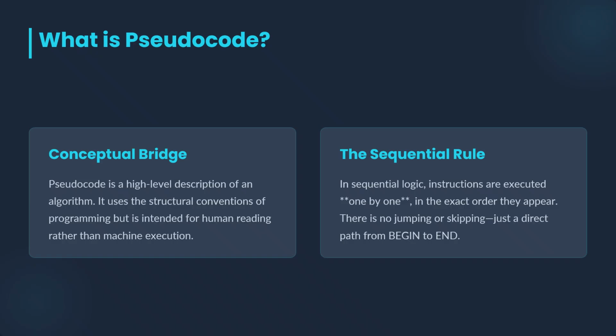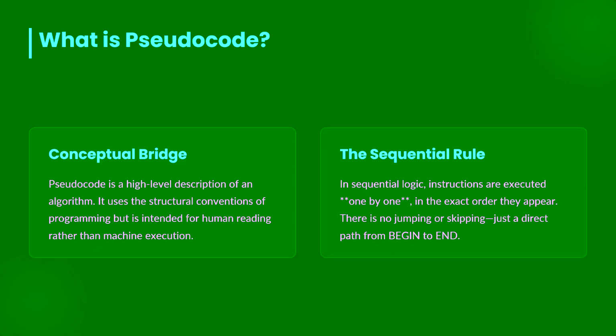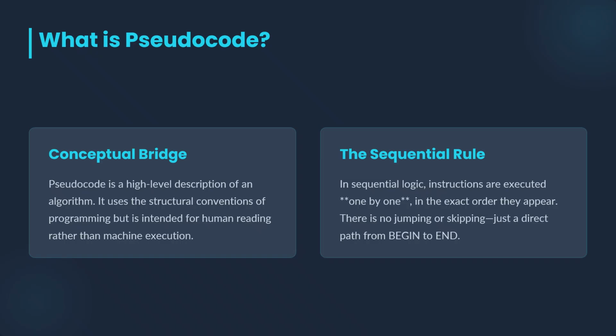A pseudocode is a high-level description of an algorithm. It uses the structural conventions of programming but is intended for human reading rather than machine execution. It means pseudocode cannot be run like other programming languages, but it is used to explain the sequence of the program, for the clarification of the programmer as well as for any layman.